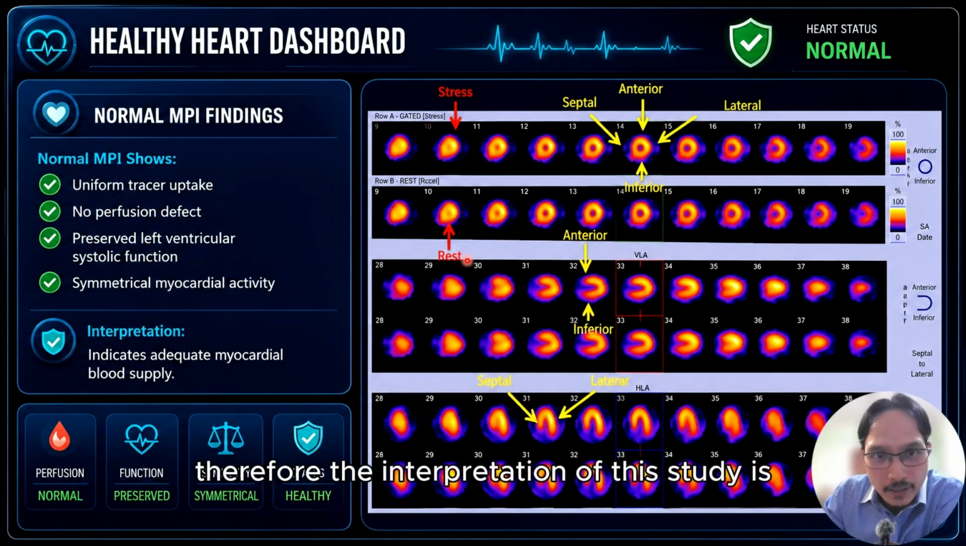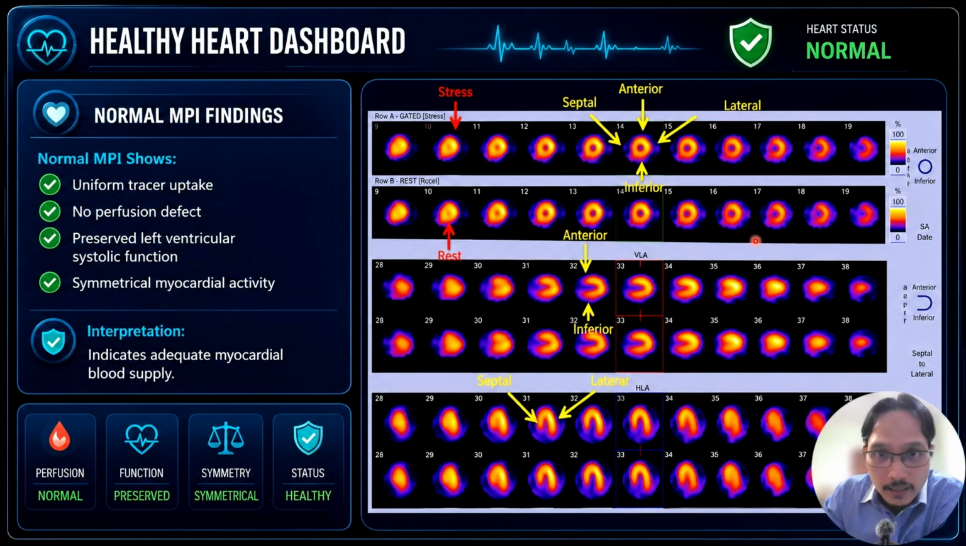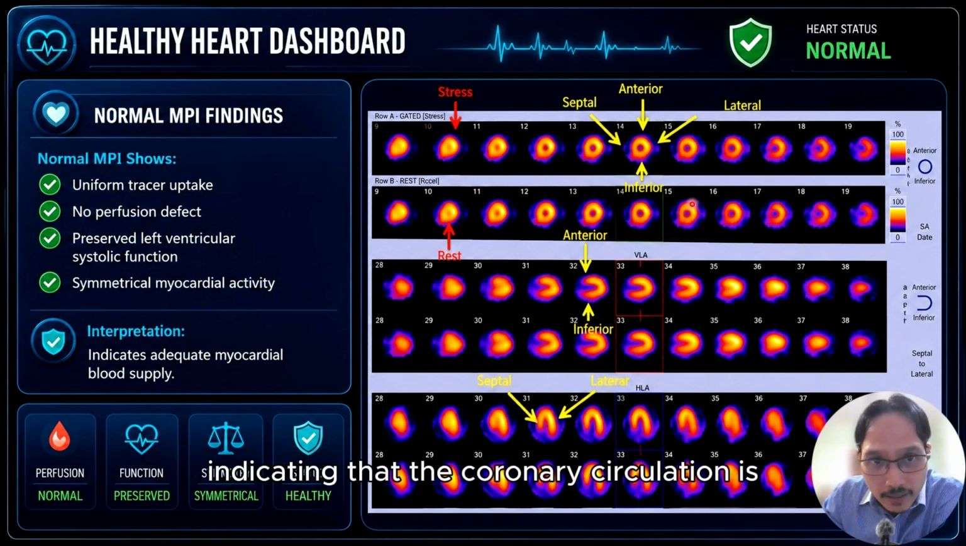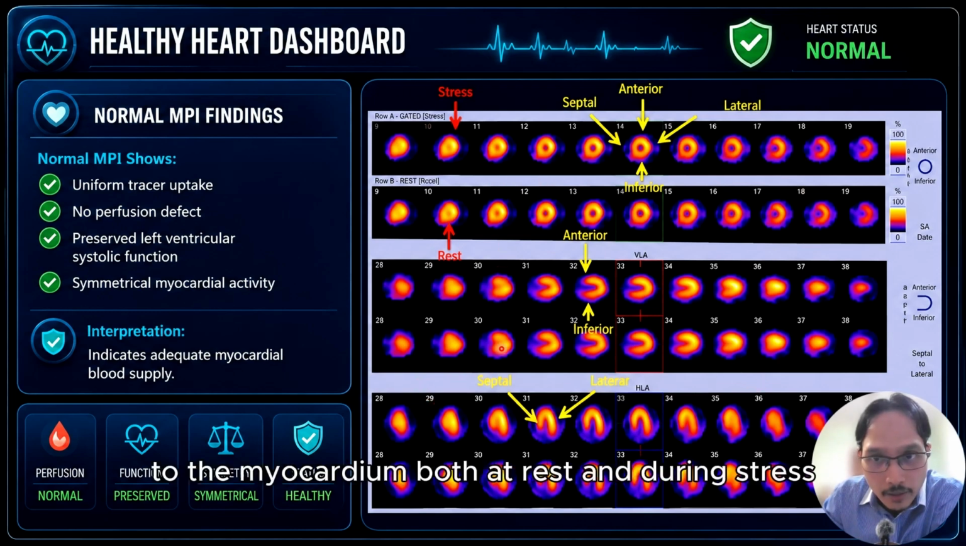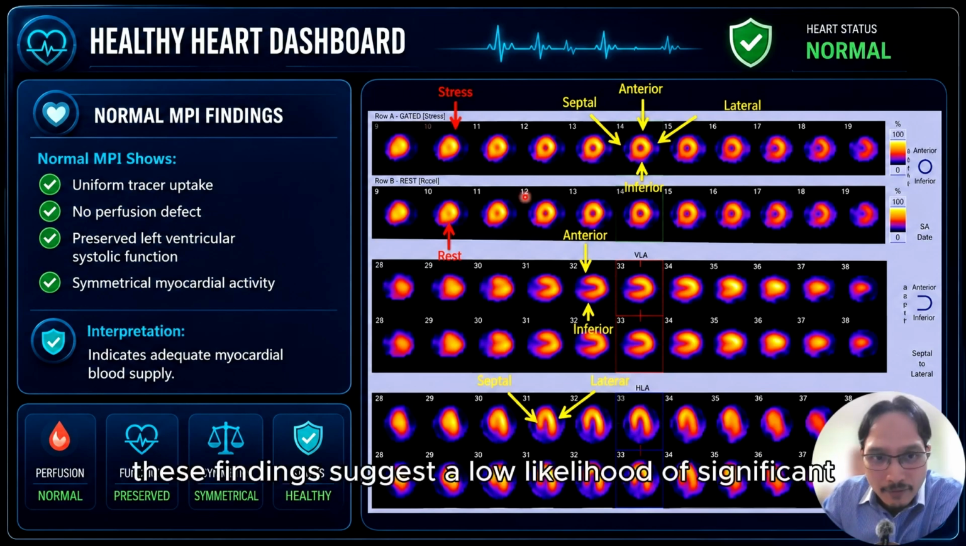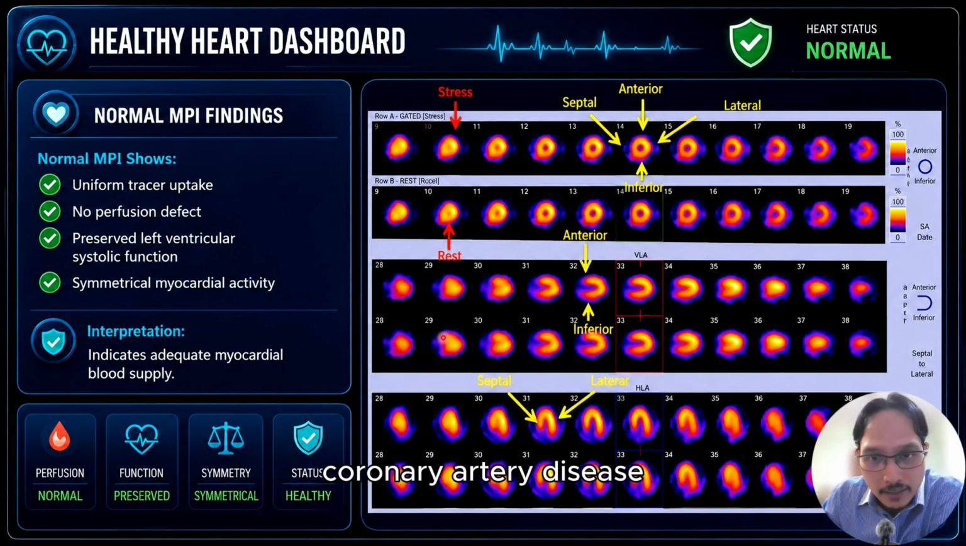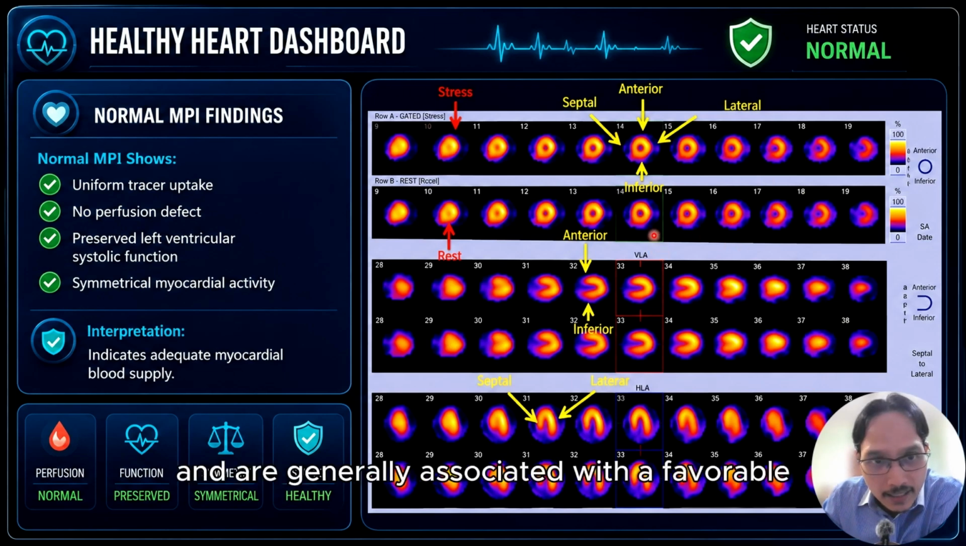Therefore, the interpretation of this study is normal myocardial perfusion, indicating that the coronary circulation is supplying sufficient blood flow to the myocardium both at rest and during stress. These findings suggest a low likelihood of significant coronary artery disease and are generally associated with a favorable clinical prognosis.